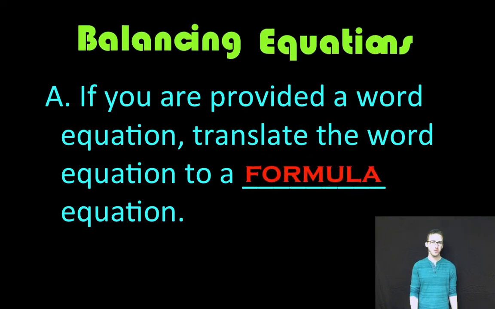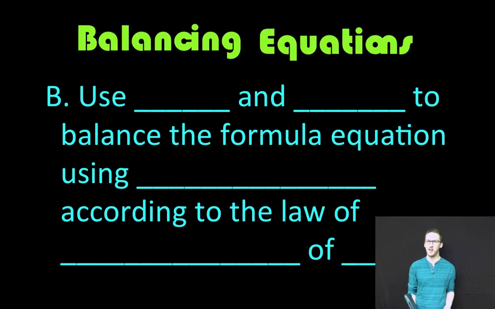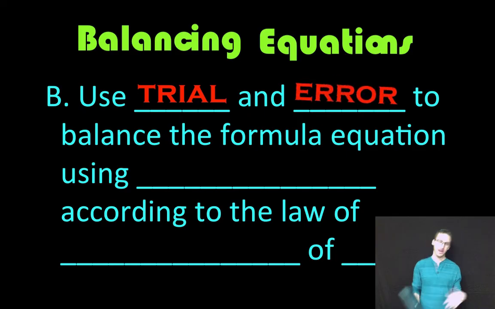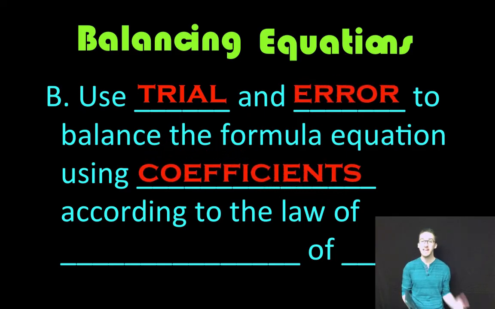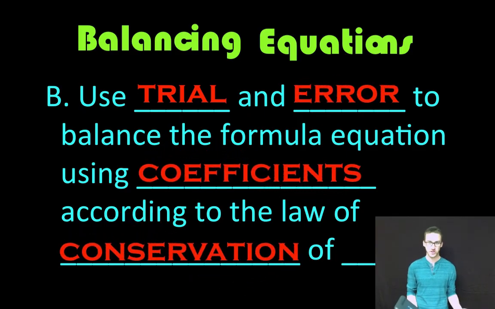First of all, it's important to know that if you're provided a word equation, that you translate it to one of those formula equations that we talked about in an earlier vid. Makes it a heck of a lot easier to balance. And then it's really just a matter of trial and error. You're going to add coefficients to your reactants, you're going to add coefficients to your products until you satisfy the law of conservation of mass, until your equation illustrates that you haven't created and you haven't destroyed any mass. It just takes practice. However, fear not.